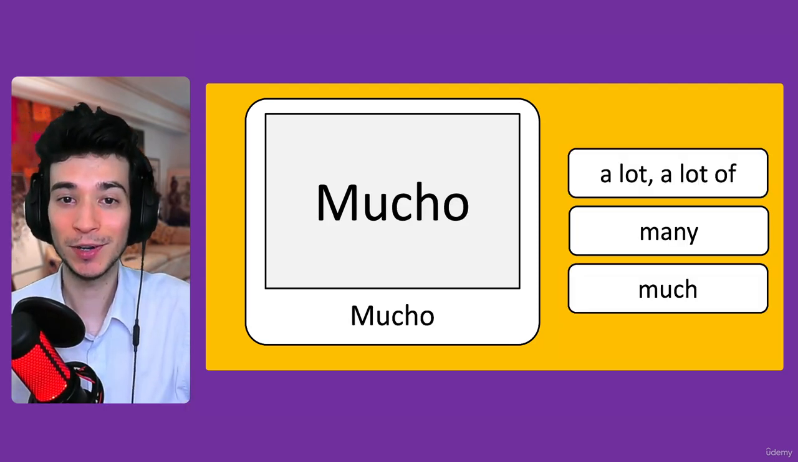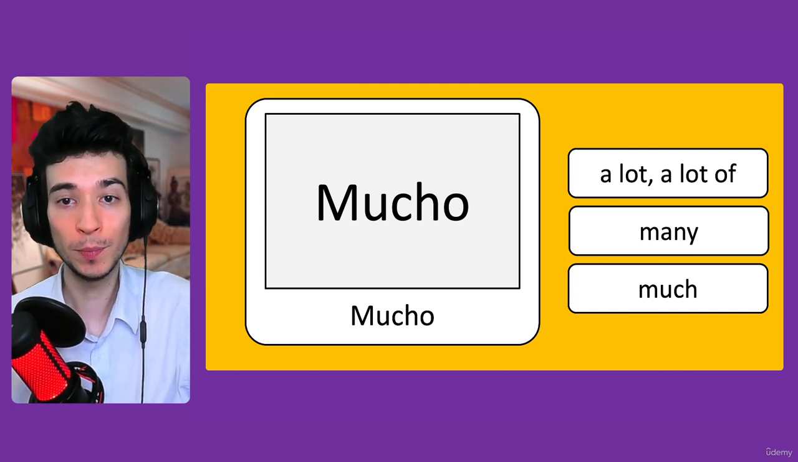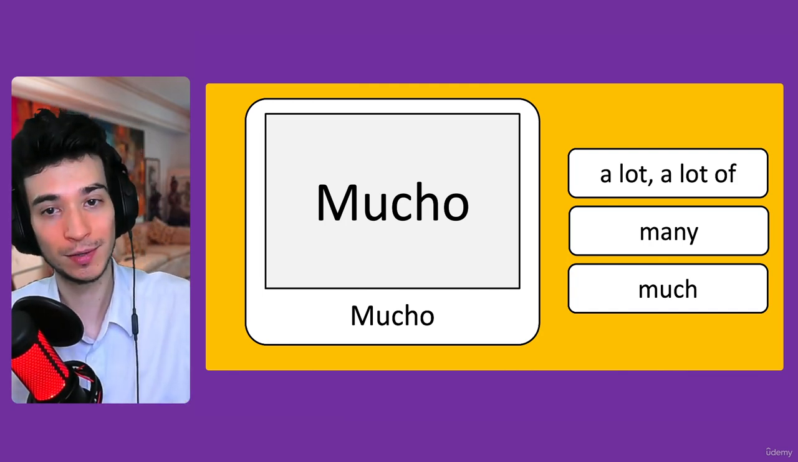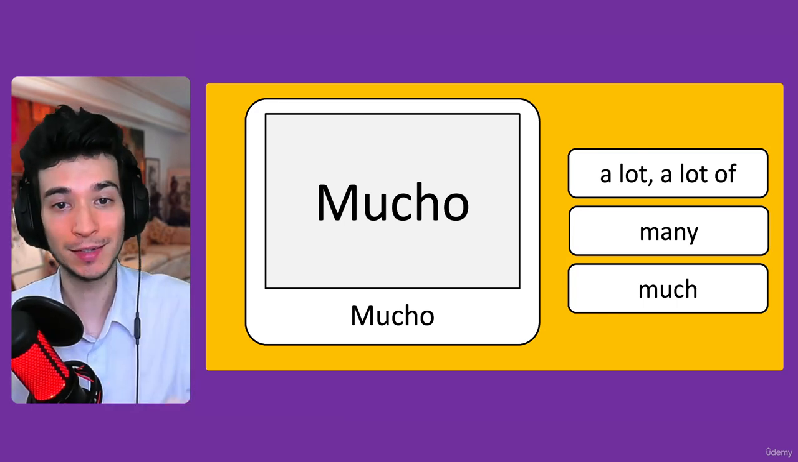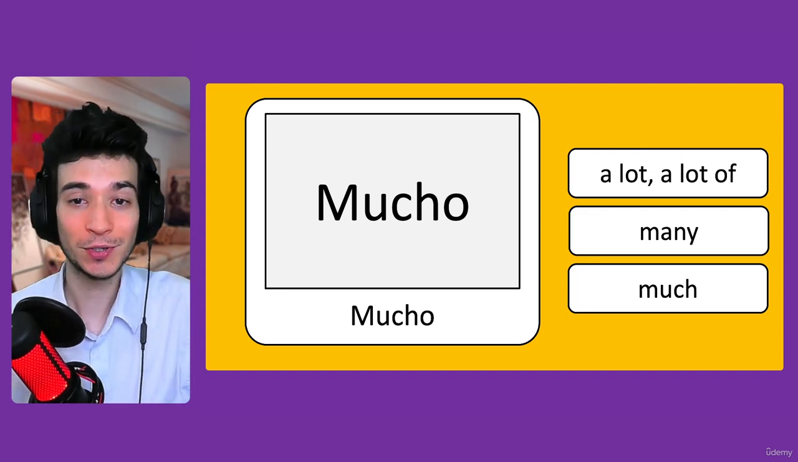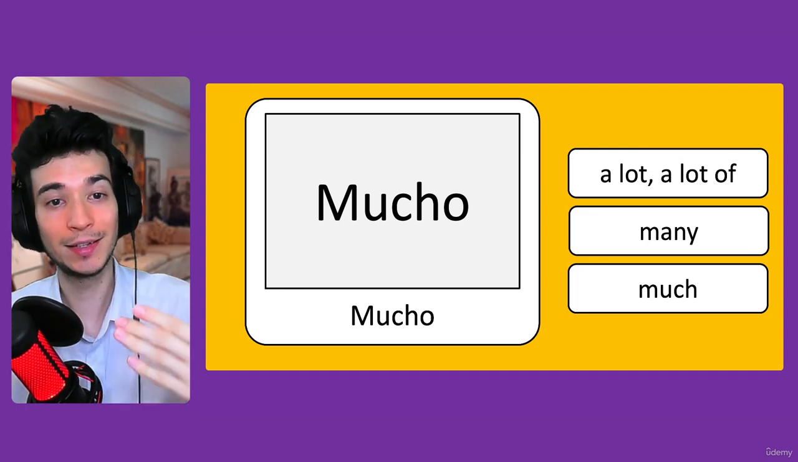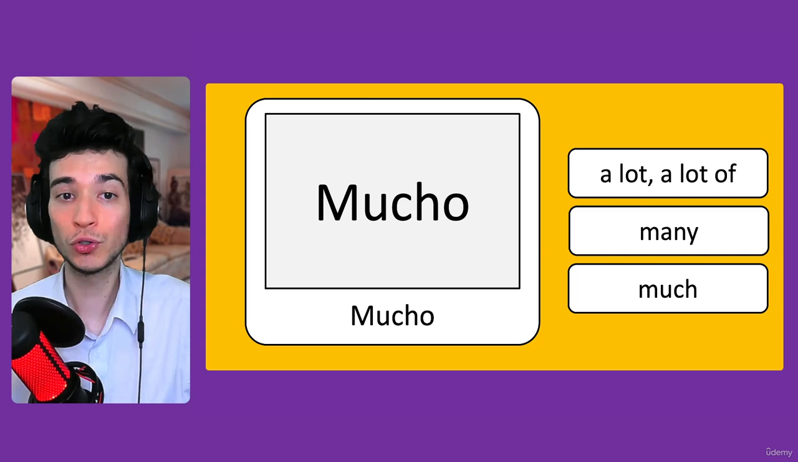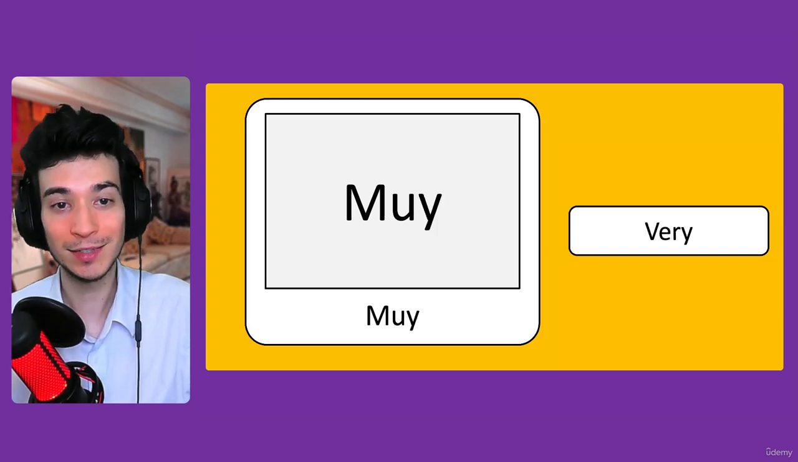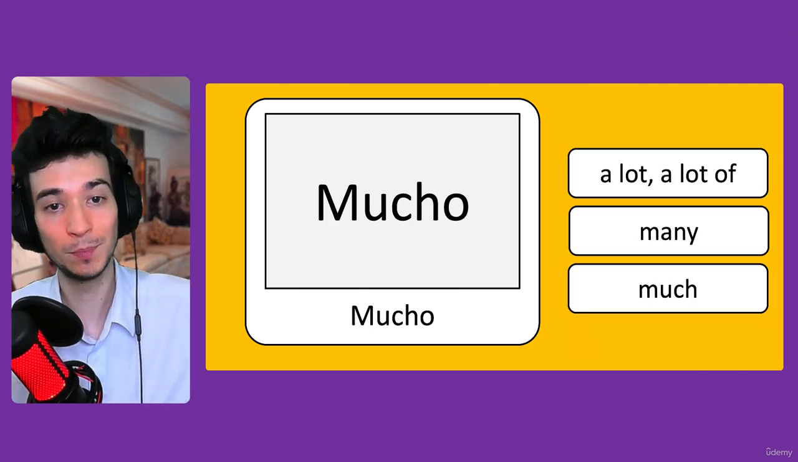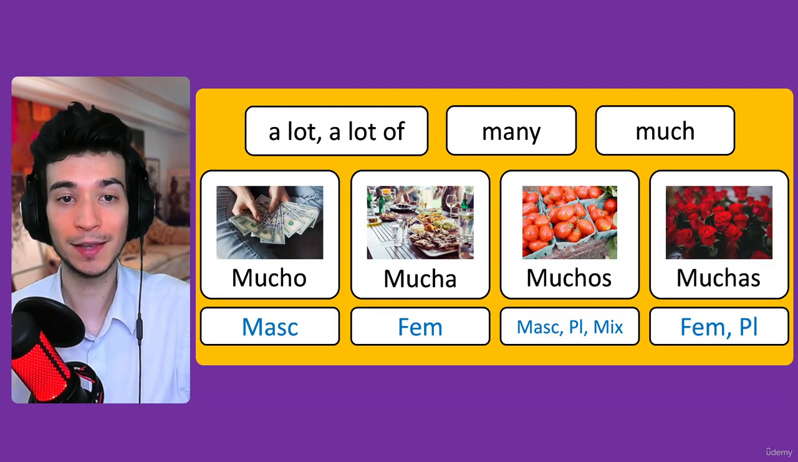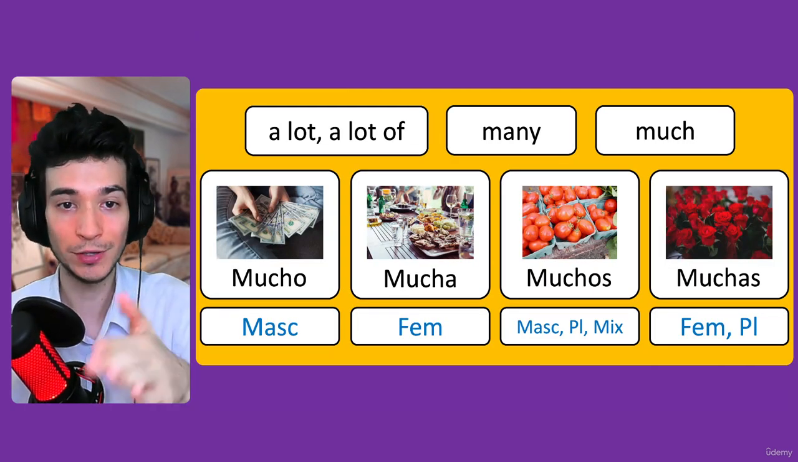Okay, let's try the other one, which is mucho. Mucho basically means a lot, or a lot of, or many, or much. So muy is very simple, it just means very, and mucho has a few other meanings: a lot, many, much. And mucho itself can also be divided by gender.